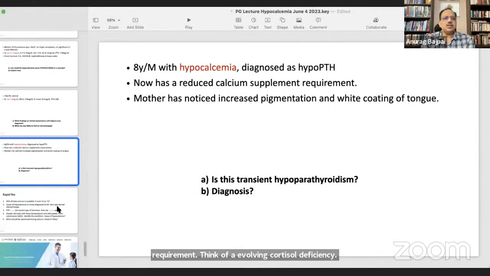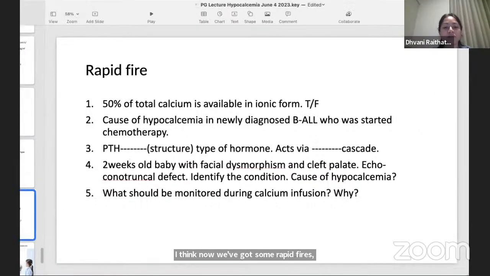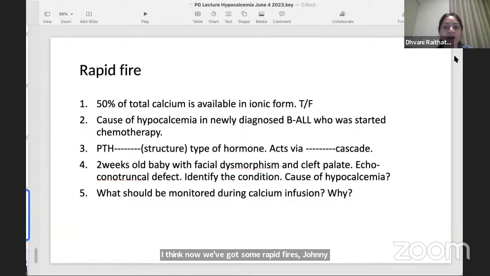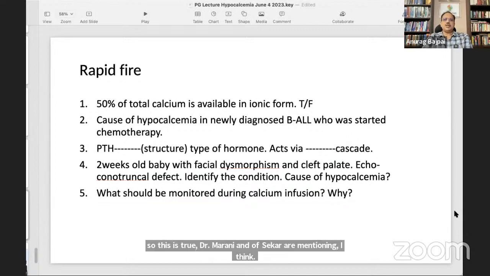I think now we've got some rapid fires. Dhwani? Okay, so the first one, 50% of total calcium is available in the ionic form. Is that true or false? You can just chip in the answer right in the text or the Q&A. Yes, so this is true. Dr. Bharani and Dr. Shekhar are mentioning, yes, 50% is ionic and 50% is bound.